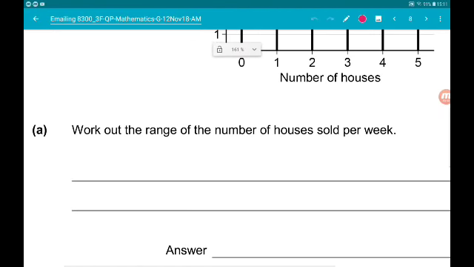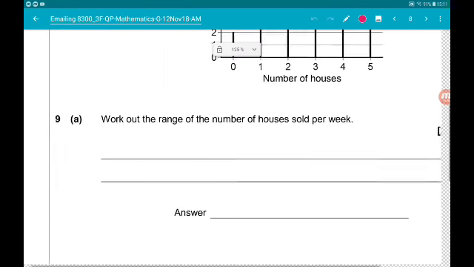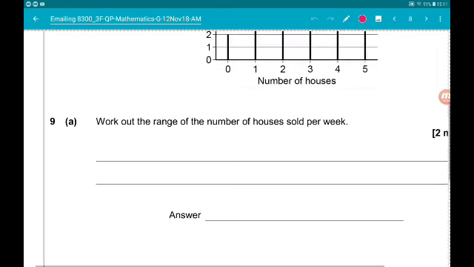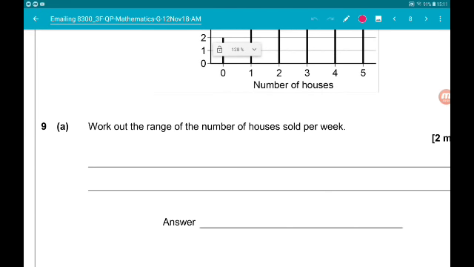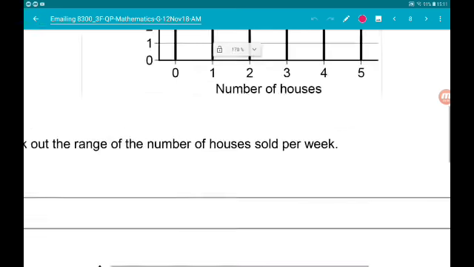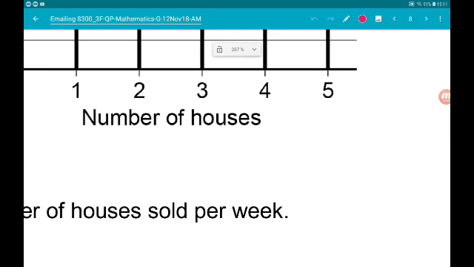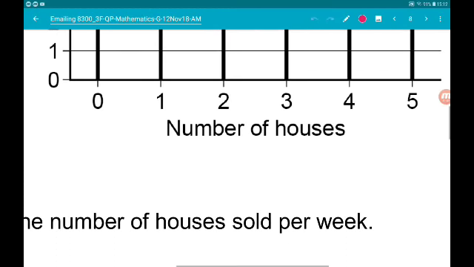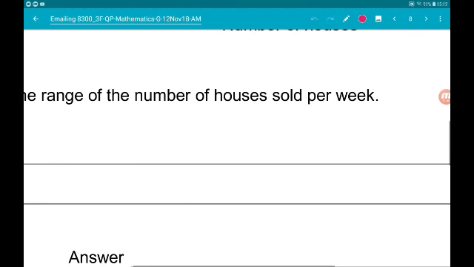So we want to work out for part A the range of the number of houses sold per week. So range is biggest take smallest. The biggest number of houses sold in a week was 5. The smallest was 0. So it's 5 take 0, which is 5.